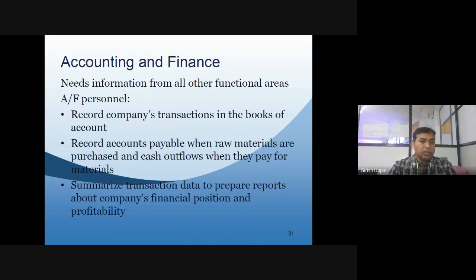Next, accounting and finance needs information from all the functional areas. Record company's transactions in the book of account. All the transactions I talked about, it has to record all those transactions. Record accounts payable when raw materials are purchased, and cash outflows when they pay for the materials. So both should be recorded. Summarize transaction data to prepare reports about the company's financial position and profitability. So I told balance sheet is one kind of a report which will tell about the health of the organization. There are certain other reports they have to generate, showing the financial position and the profitability of the business.